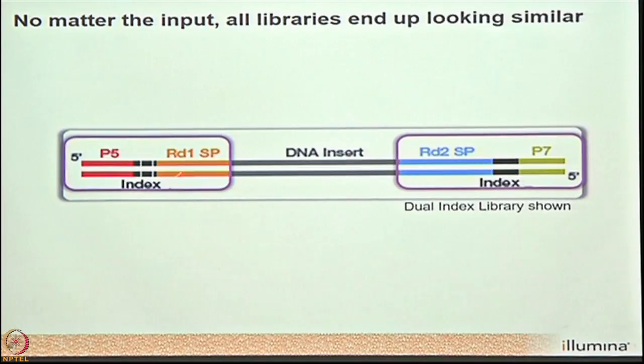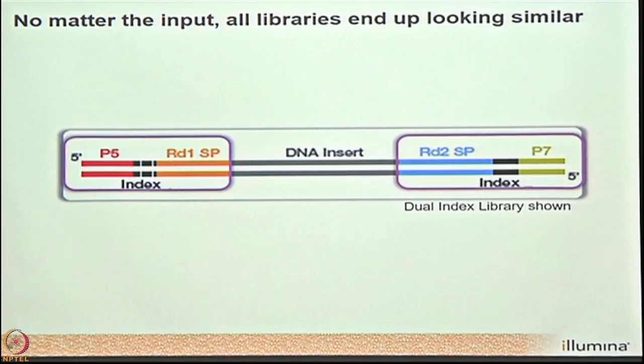All right, here you can see there are two regions. Here our read-1 sequencing primer will bind. So this is called the read-1 sequencing primer binding site. Flanked on both ends are indices. What are indices? What is an index? These are barcodes. So what is the function of a barcode?